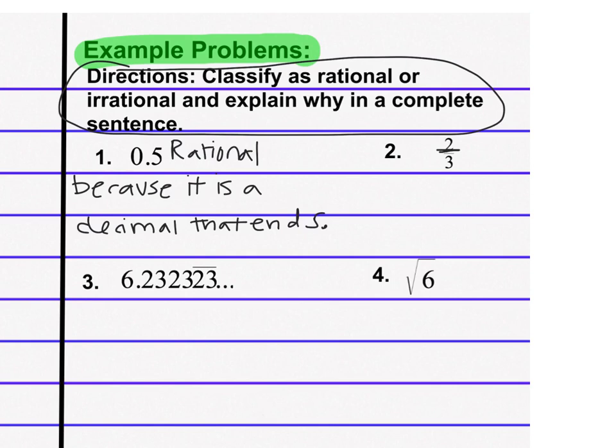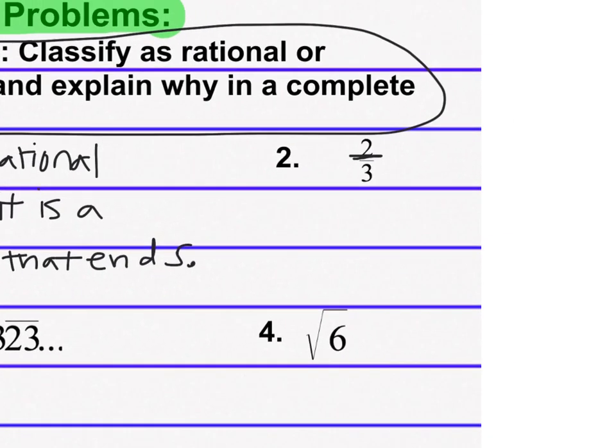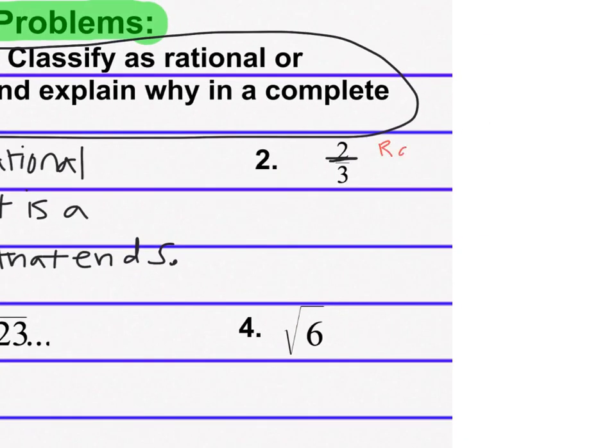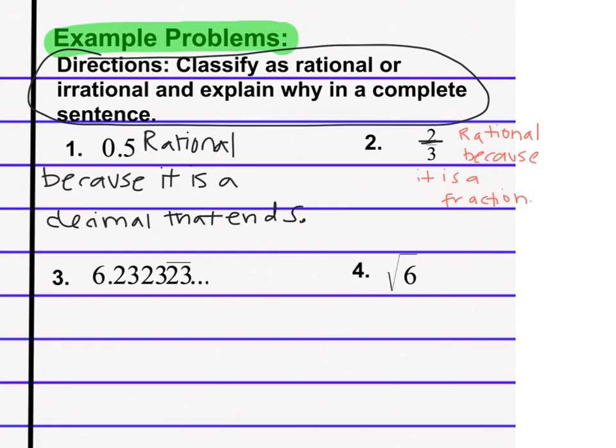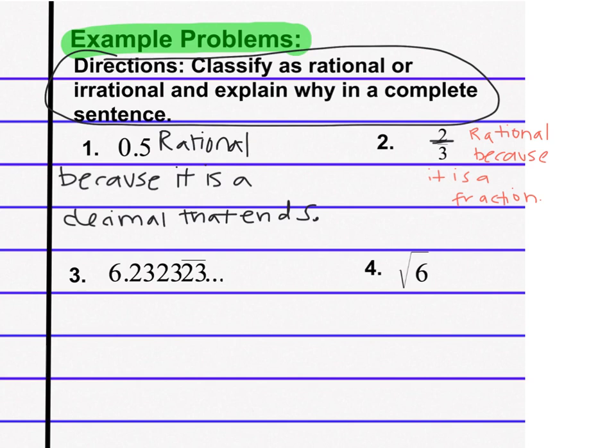Okay, number 2, I see the fraction 2/3. So for example 2, I'm going to say rational because, remember I need a complete sentence, rational because it is a fraction. So 1, 2, 3, 4, 5. So it's a five word sentence. Doesn't need to be a big sentence, but I need a sentence explaining. Rational because it's a fraction.